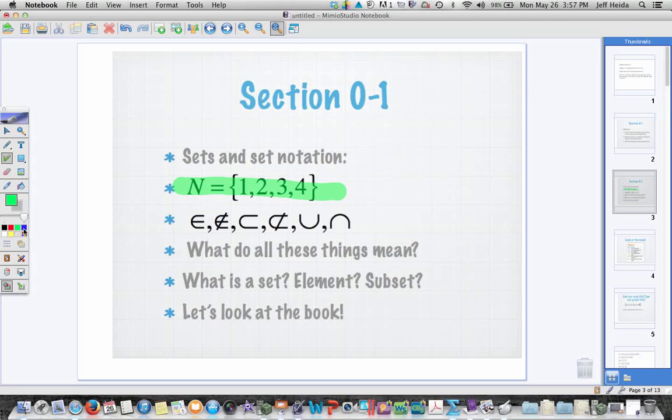The notation down below that I'm doing in blue here, on the next page I'm actually going to give you the definitions of those straight out of the book. So if you want to pause for a second, see how many of them you can remember from previous classes. If not, let's go on to the next page.